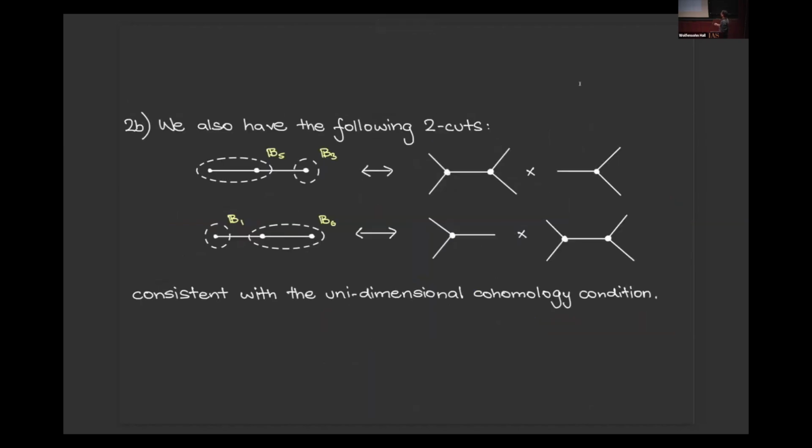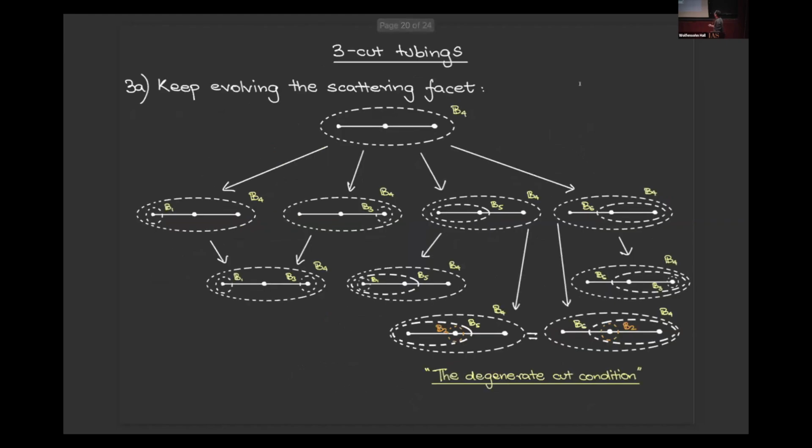There's also the possibility of these following two cuts, which is consistent with the cohomology condition I told you before. Now, we move on to enumerating the space of all 3 cuts. The first step is to keep evolving the scattering facet tubing, but now with the extra subtlety that we have a degenerate 3 cut. As I already spoke about in the direct way of doing things, there are degenerate cuts that one needs to account for as a consequence of linear relations, and this motivates us to define the degenerate cut condition. It takes into account all the degenerate cuts and counts them only once towards the physical basis.